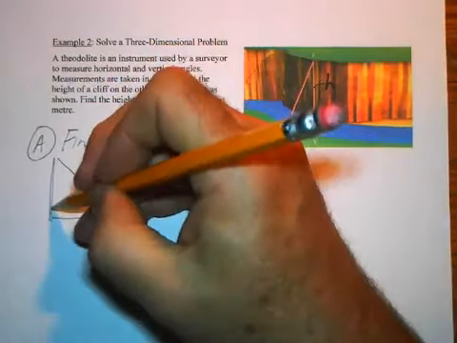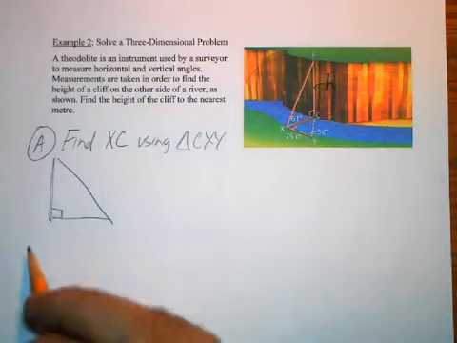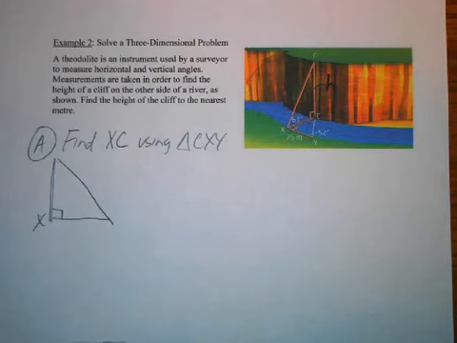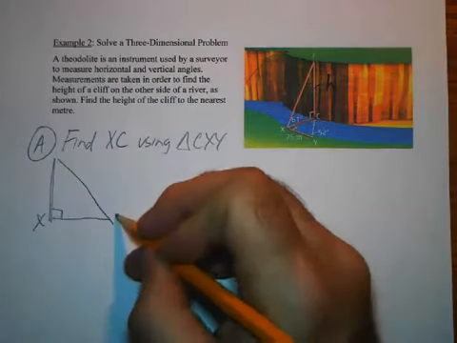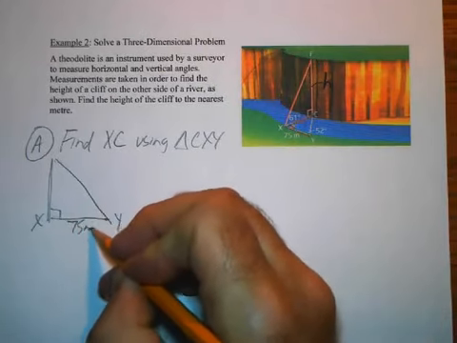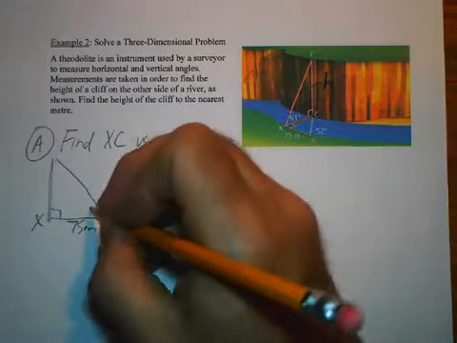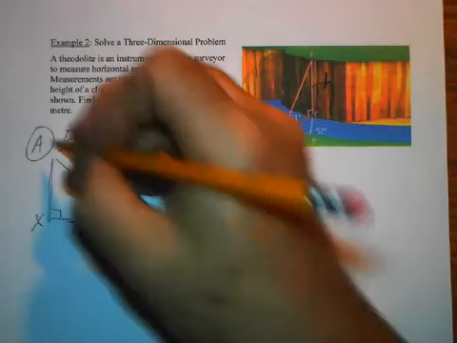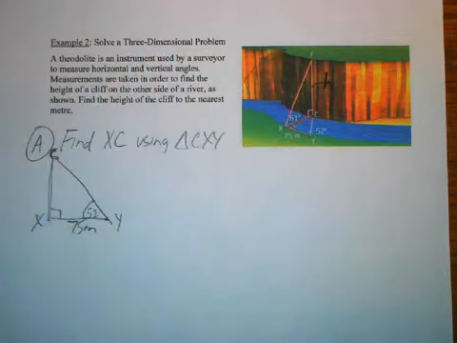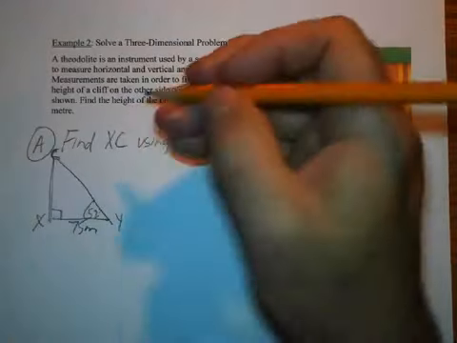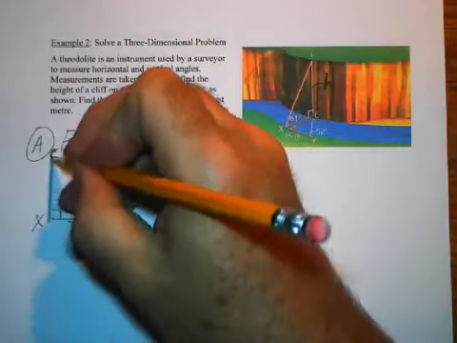There's my right angle, so that's where my X is. I could put my Y here, and I know from X to Y that's 75 meters. And I know that this angle is 52 degrees. And what else do I know? Well, that's a C up here. That's it. So what do I want here? I want to know what XC is. I want to know this side here. That's my goal for this step.